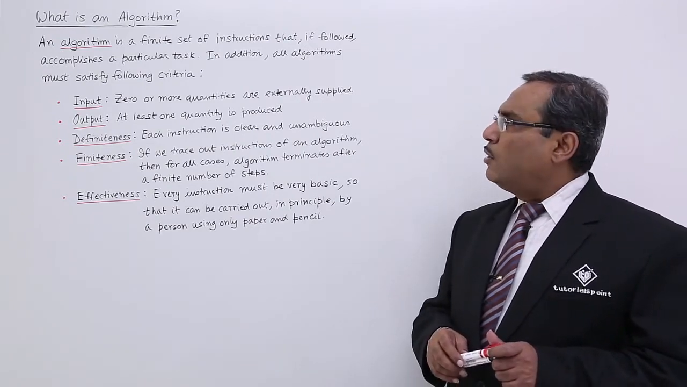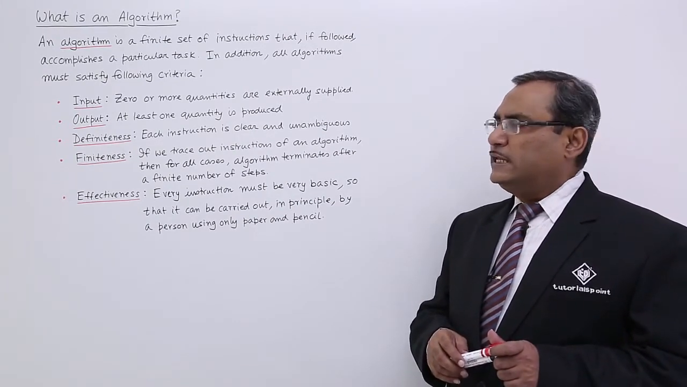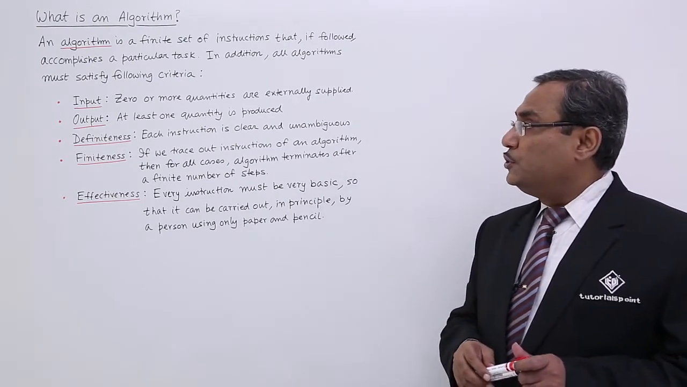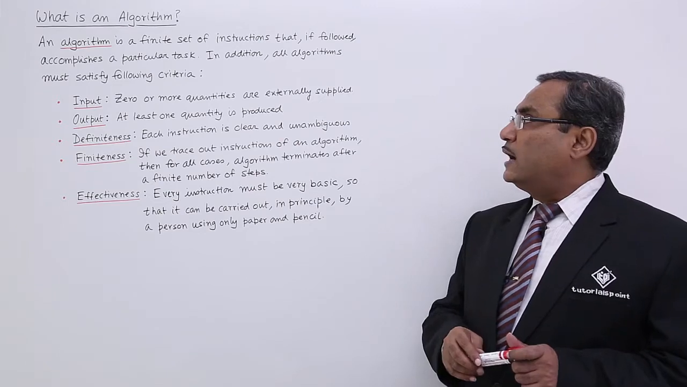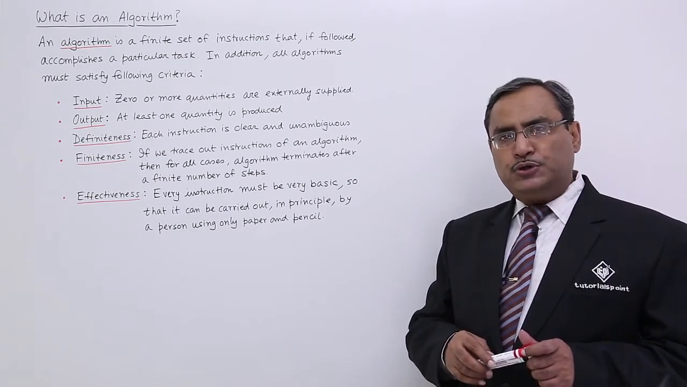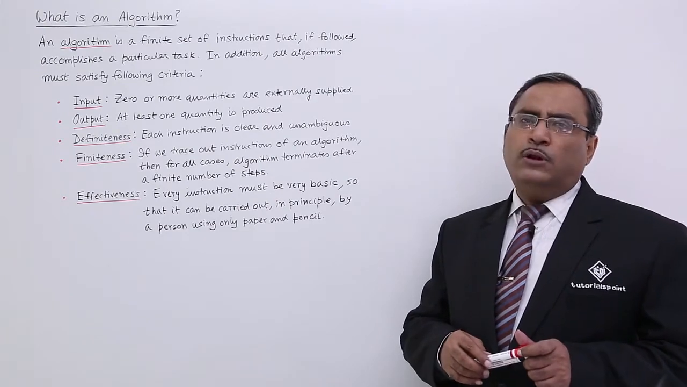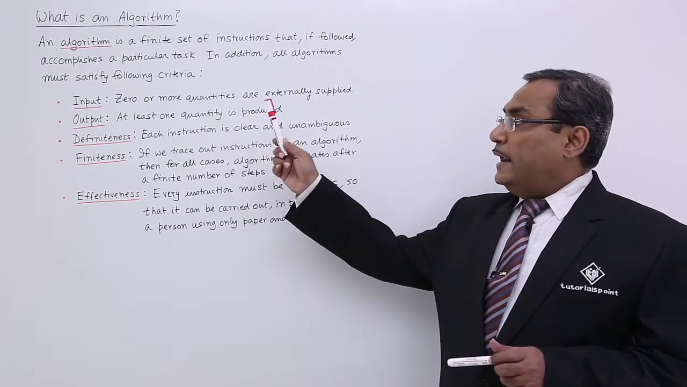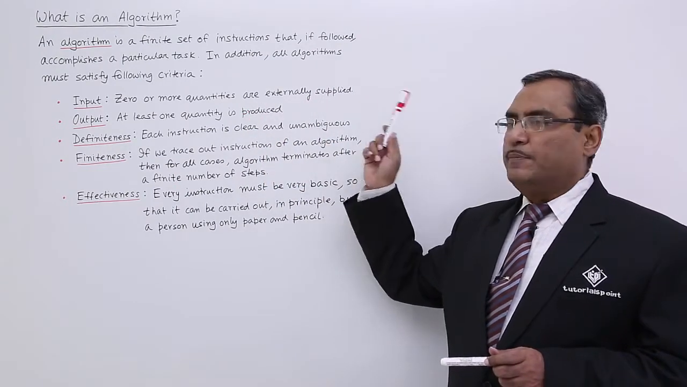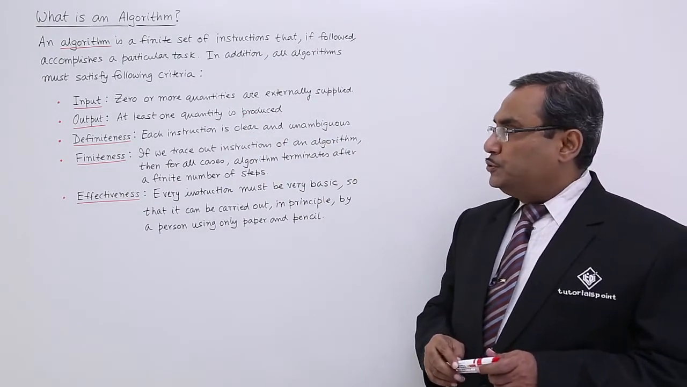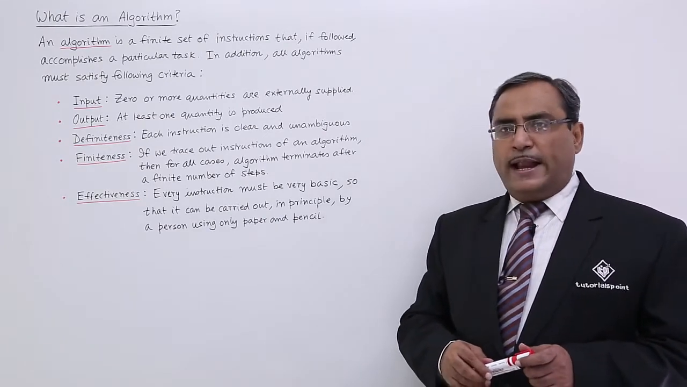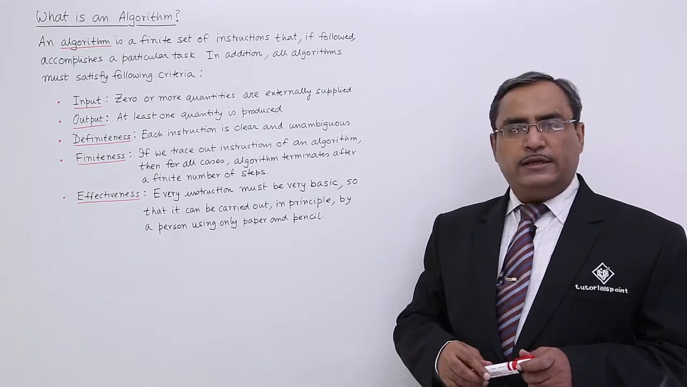In addition, all algorithms must satisfy following criteria. So what are the criteria? First one, input. 0 or more quantities are externally supplied. That means an algorithm can have 0 input, 1 input or more than 1 inputs. So an algorithm can have 0 or more quantities externally supplied. Output. At least one quantity is produced. That means an algorithm must produce at least one output.